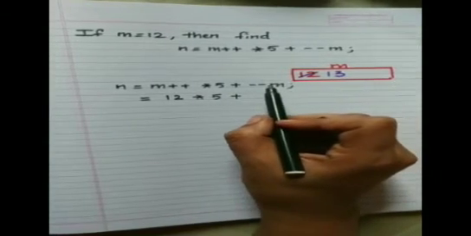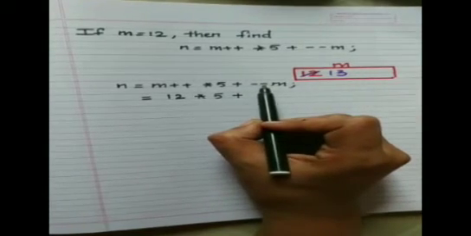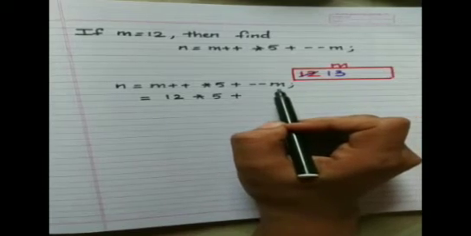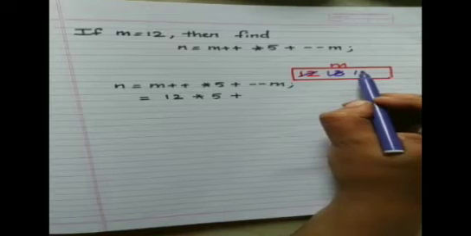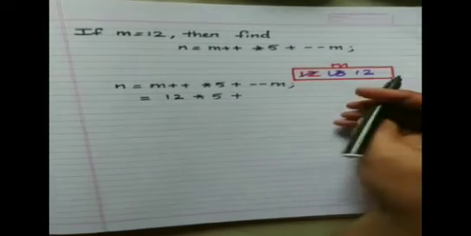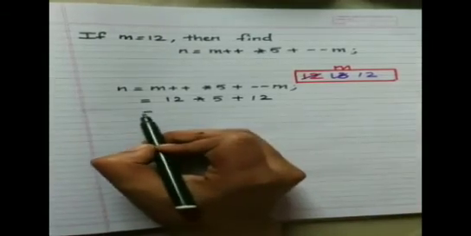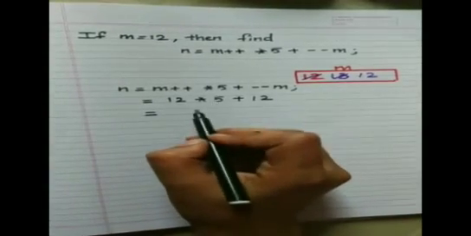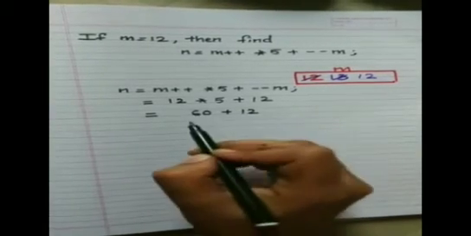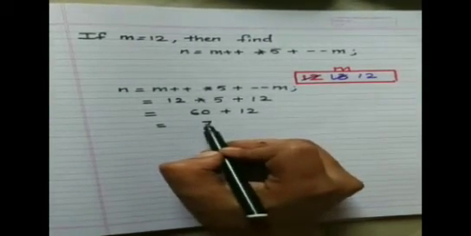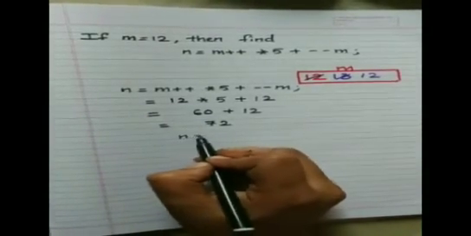It is a prefix, so change then take. So here, since it is minus, you have to decrement the value by 1. So once you decrement the value, it will be 12 again. So that 12 you have to take here. So that is 12 into 5 is 60 plus 12, that is equal to 72. So your N value will be 72.